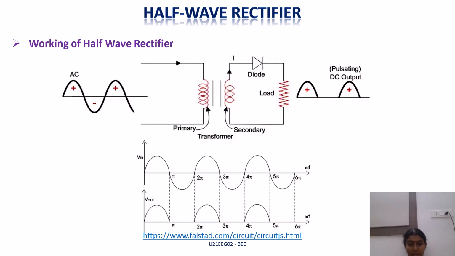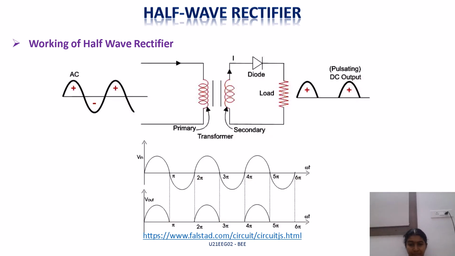During the positive half cycle, the diode gets forward biased and it acts as a short circuit. That is, it acts like a closed switch. Therefore, the output follows the input. During the negative half cycle, the diode gets reverse biased and it acts like an open switch. Therefore, no current flows through the circuit. Therefore, the output voltage is 0.